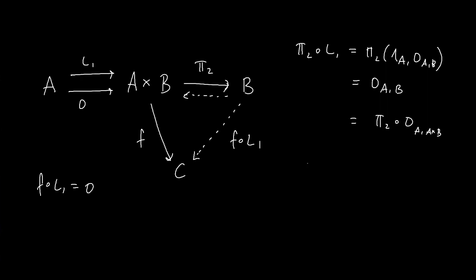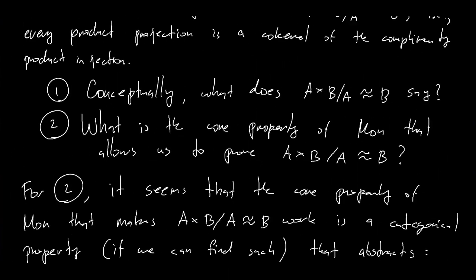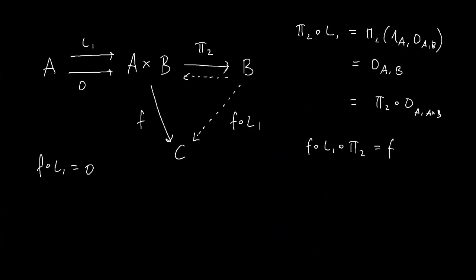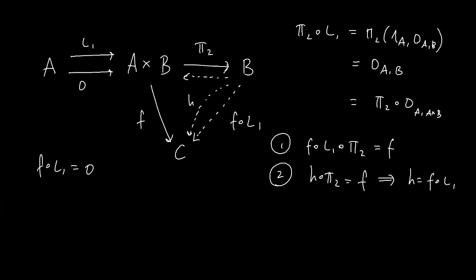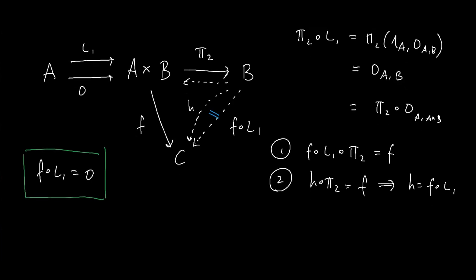And just like before, I need to prove two things. First, that f composed with iota 1 composed with pi2, in other words this composite, equals f. Was that the first one or the second one before? Let me check. Yeah, that was the first one. And the second thing I want to prove is that if there is another h such that h composed with pi2 equals f, then h will equal f composed with iota 1, because that's how I prove uniqueness. So you agree with this, Alexander, that these are the two things we need to prove about f? Yeah.